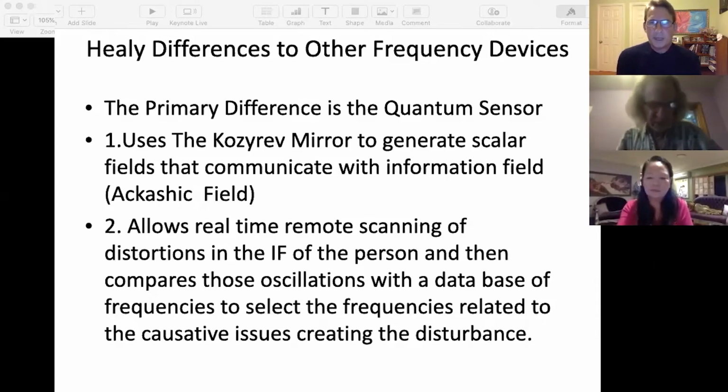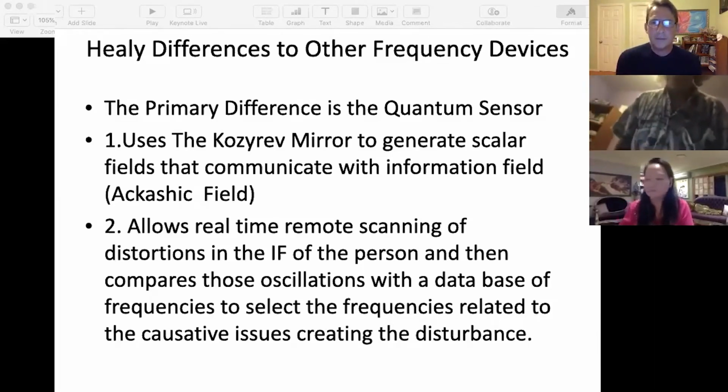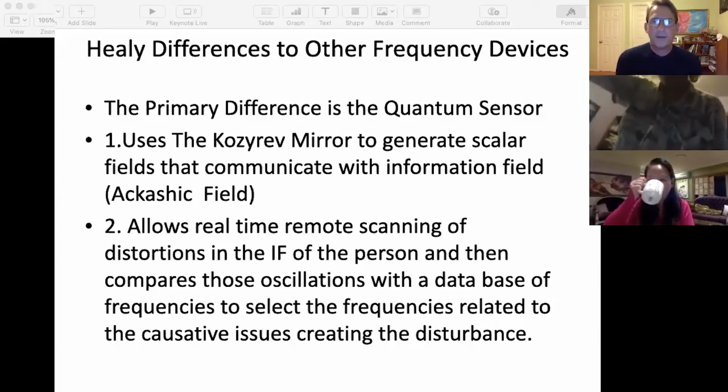So it helps to understand the differences between different devices, and it basically comes back to this: with the Healy and the Time Waver technology, the primary difference is what we call the quantum sensor. Other than that, it has other functions which are available in other types of frequency devices that are around, but basically no one has the quantum sensor technology on the planet except for Time Waver and the Healy, the miniaturized device of the Time Waver.